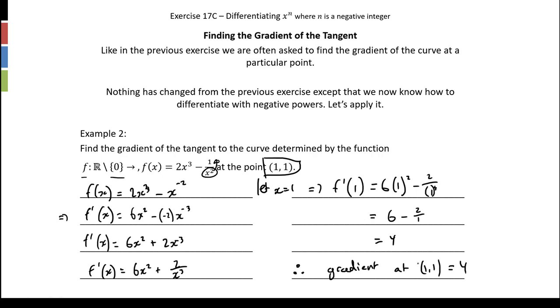That's pretty straightforward. Really nice. This rule, this shortcut I should say, is really handy.